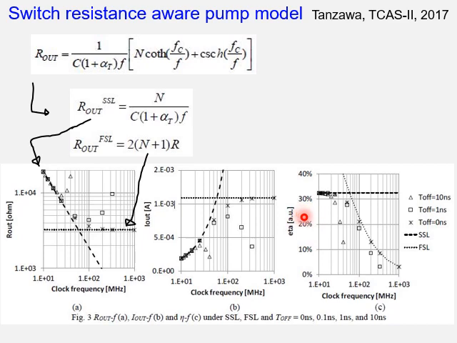The efficiency looks very similar. T off provides the highest clock frequency. Beyond that, the efficiency suddenly degrades like this. So again, minimizing the T off should be the design priority.